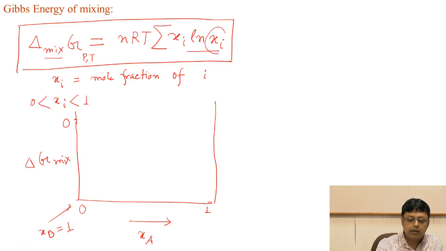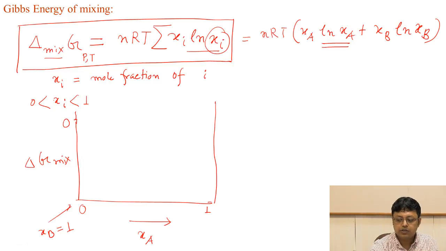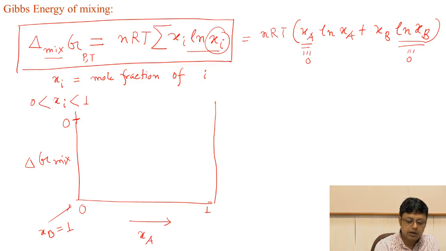But if I put here that Xa is 0 and Xb is 1, then for two components it will be nothing but nRT (Xa ln Xa plus Xb ln Xb). So when Xa is 0, this term is 0, and at that point ln Xb is 0. So the total thing is also 0. So delta G will start from 0 here.